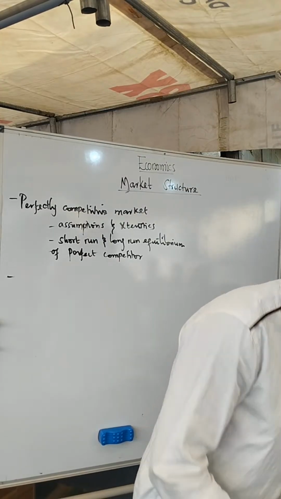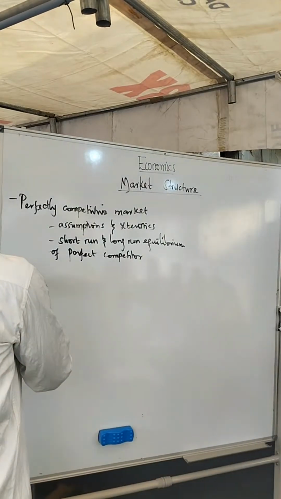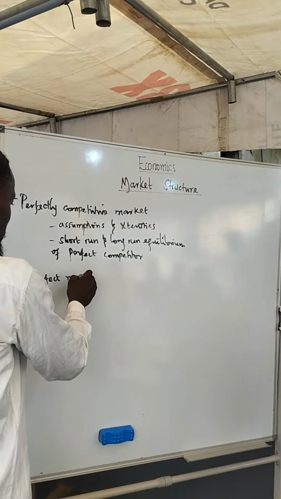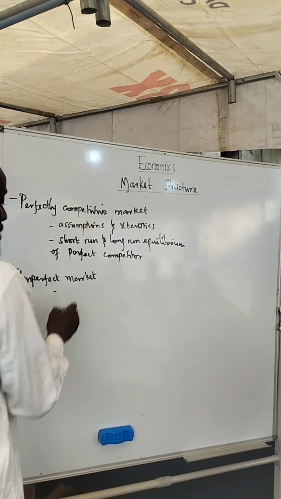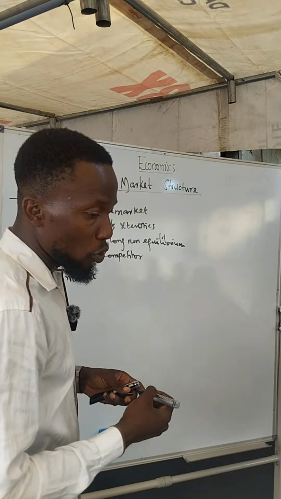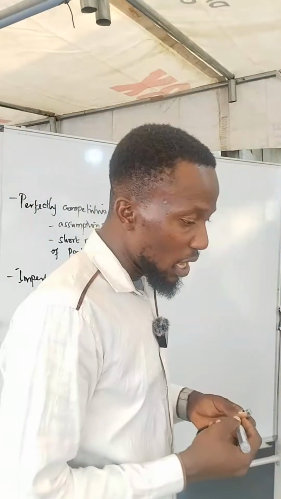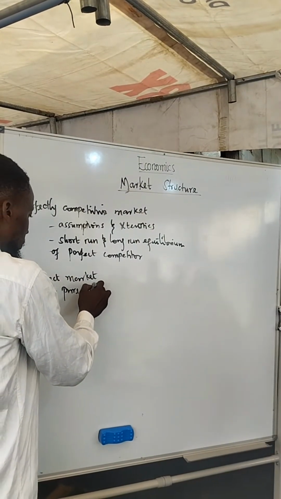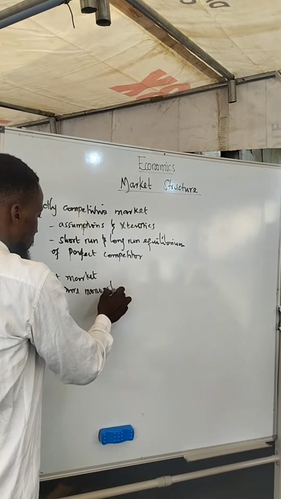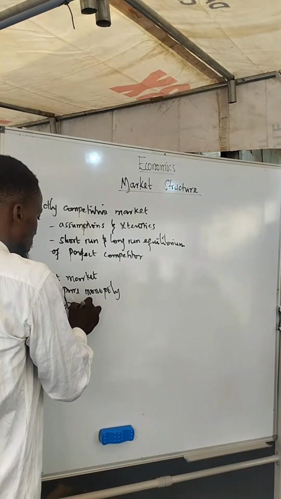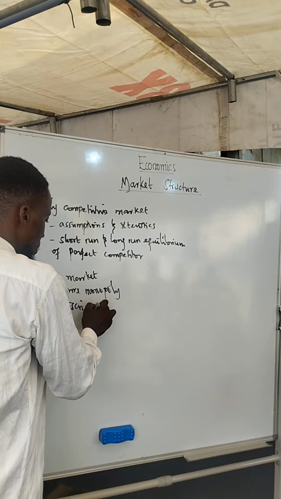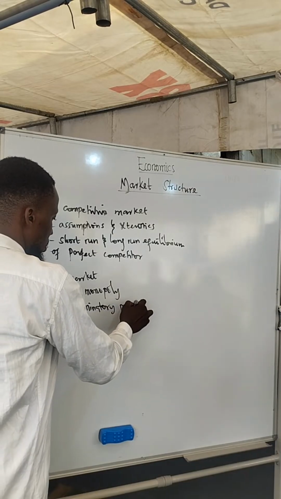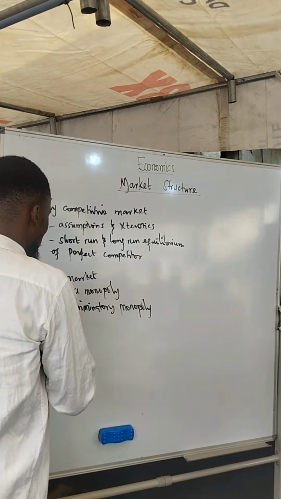So the second part is imperfect market. What did I call it? Imperfect market. Now, under this imperfect market, what are those things we need to see? We have to see pure monopoly, discriminatory monopoly, and monopolistic competition.